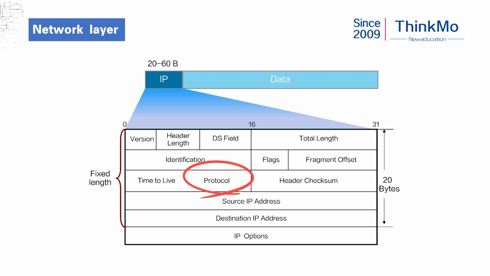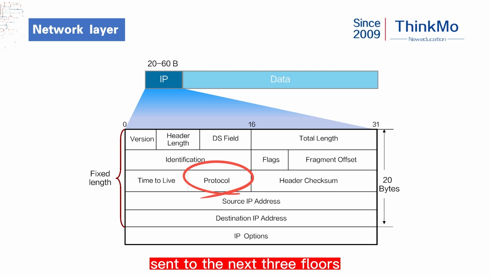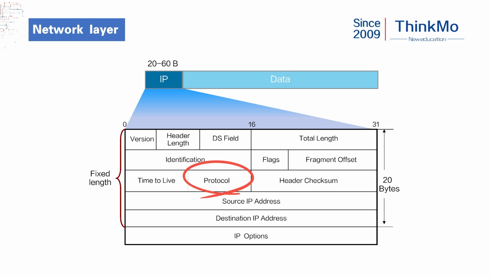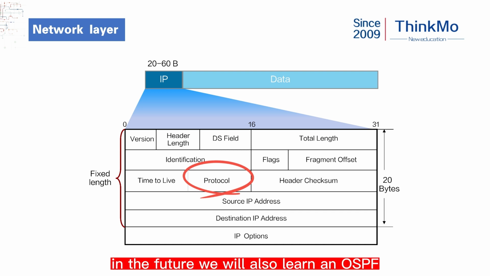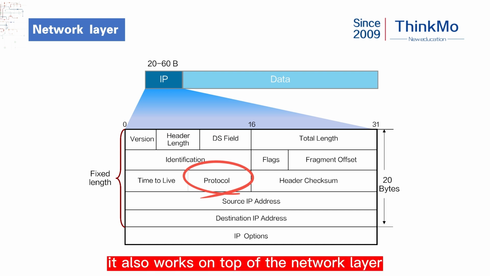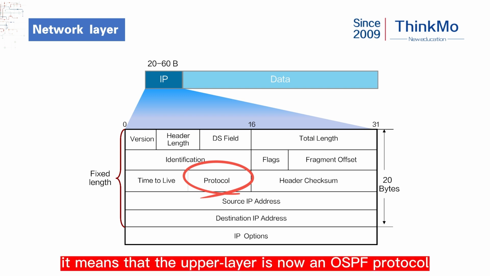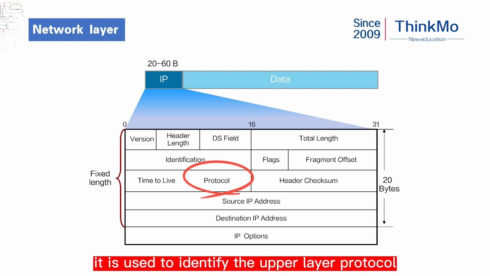It means that my upper layer is using the UDP protocol, sent to the next 3 floors. After dismantling, I will send it to the upper layer protocol for processing. Just send it directly to UDP for processing. In the future we will also learn OSPF. It also works on top of the network layer, but it doesn't belong to the transport layer. We will talk about it later. Then the protocol number it identifies here will be 89. If it is 89, it means that the upper layer is now an OSPF protocol. It is used to identify the upper layer protocol.